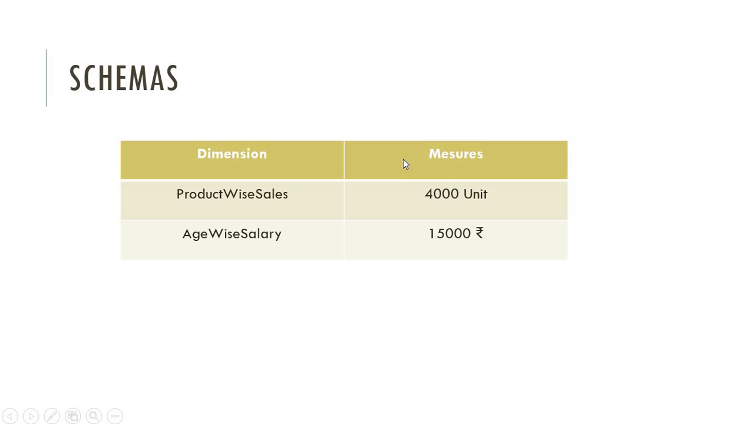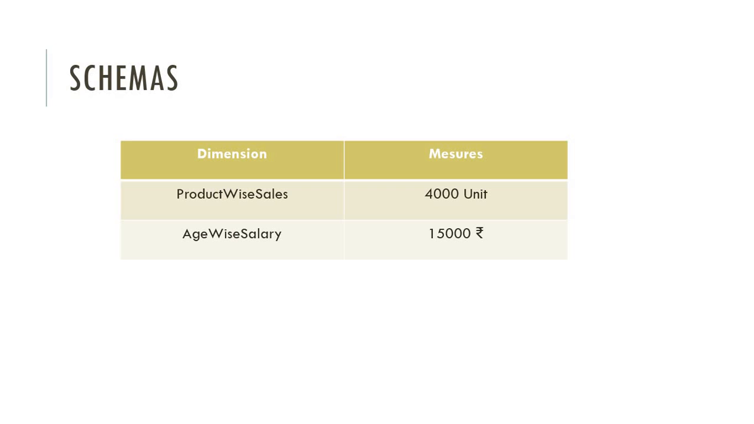As you can see in the table, here the numbers 4,000 units and 15,000 rupees are the numbers. So these numbers are called the measures. And the fact measures are stored in the fact table.